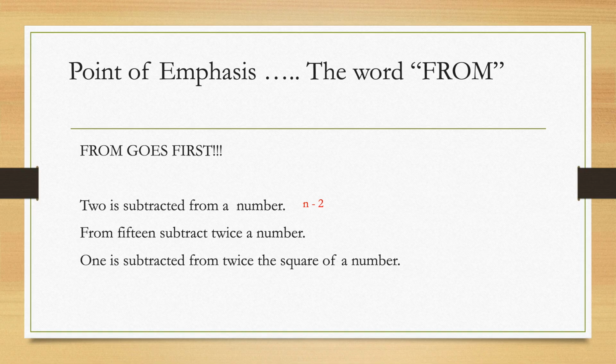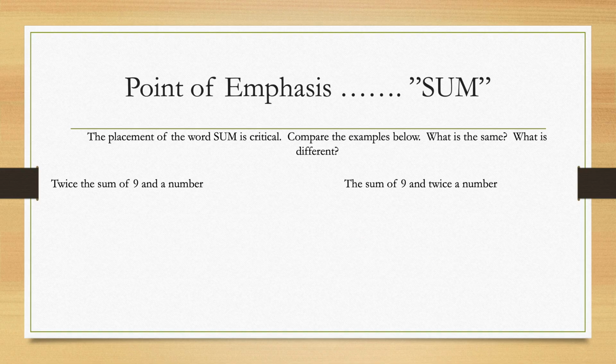Next, from 15, subtract twice the number. 15 has to go first. Subtracting twice the number, or 2n. 1 is subtracted from twice the square of a number. So I've got to do 2n squared, then subtract the 1. So the big point of emphasis here is from goes first. When you see from and you have to write an expression, focus on the from, that goes first, everything else falls into place. Next, the point of emphasis is the word sum.